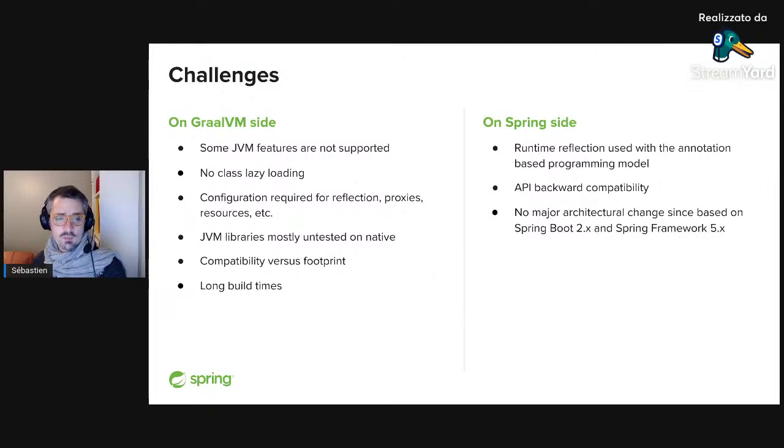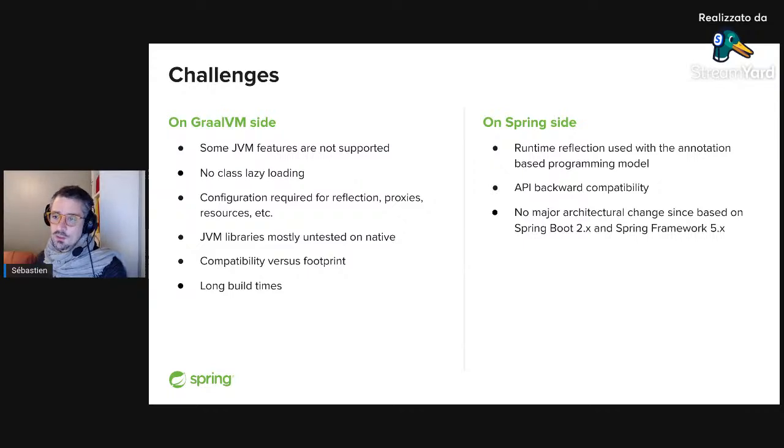Configuration is required for reflection, proxies and resources, but you will see that Spring Native is going to generate that configuration for you, most of it at least. GraalVM libraries are mostly untested on native, so that's an issue that we have planned to help solve. Compatibility versus footprint: sometimes you want to optimize the footprint, but it's impacting the compatibility. So that's a challenge for us. And long build times, I think that's a challenge for everybody. It takes time to compile native, so you have the time to drink one or two coffees, and yeah, that can impact your productivity.